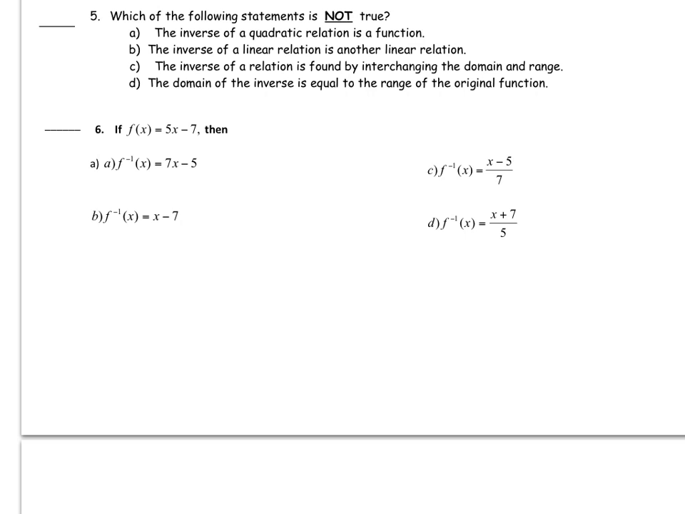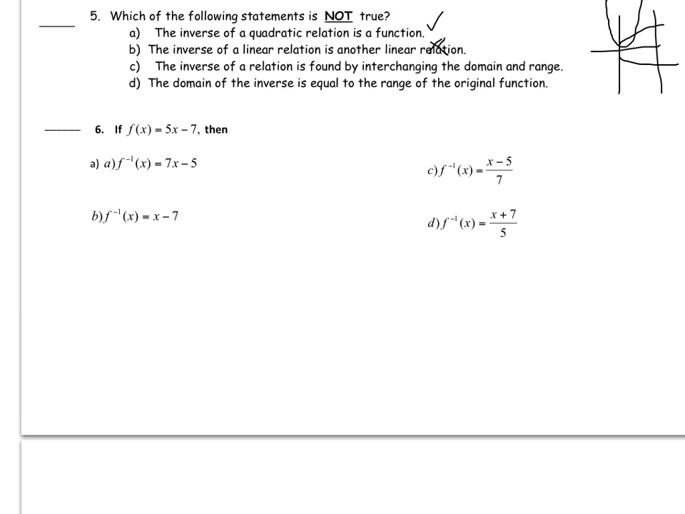The next question says which one of the following statements is not true? The first option, the inverse of a quadratic relation is a function. Remember, a quadratic relation when plotted is going to give us a parabola like this one. The inverse of this one is going to be something like this one, and it doesn't pass the vertical line test, so this is not a function. The next one says the inverse of a linear relation is another linear relation, which is correct. Okay, so this is not the one.